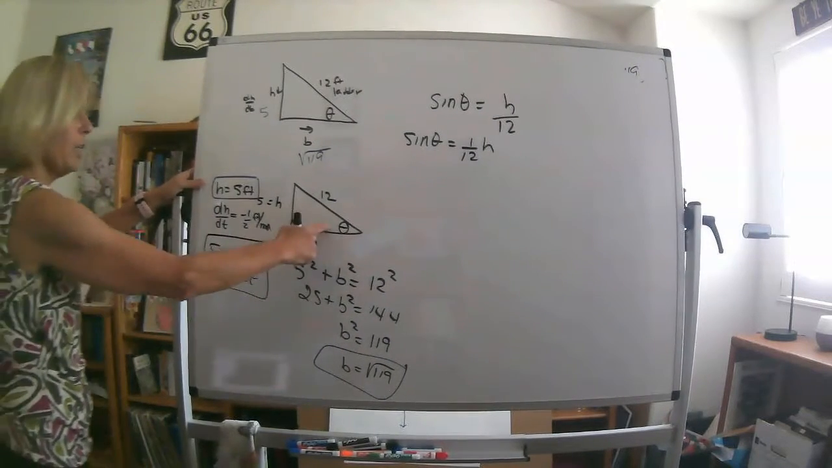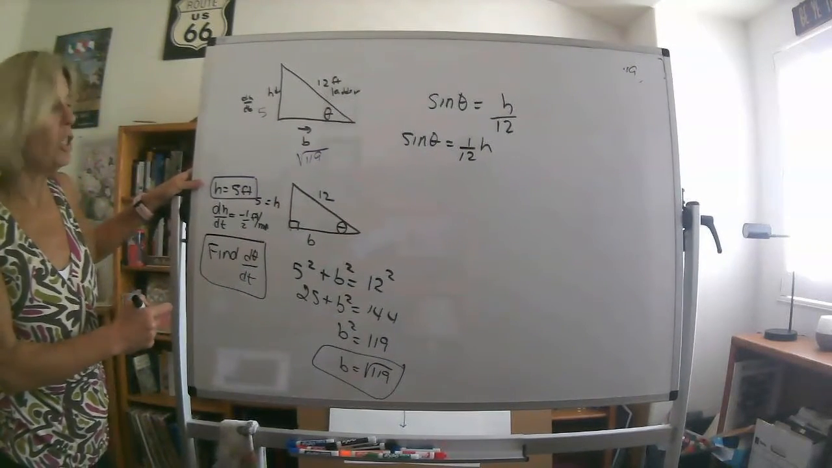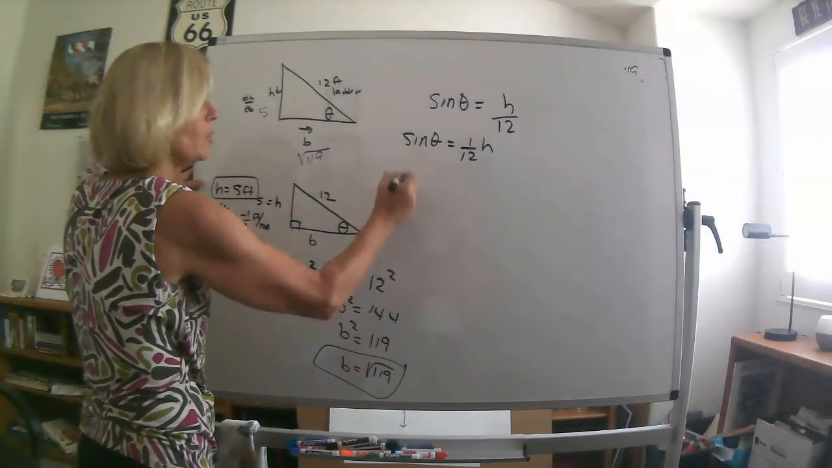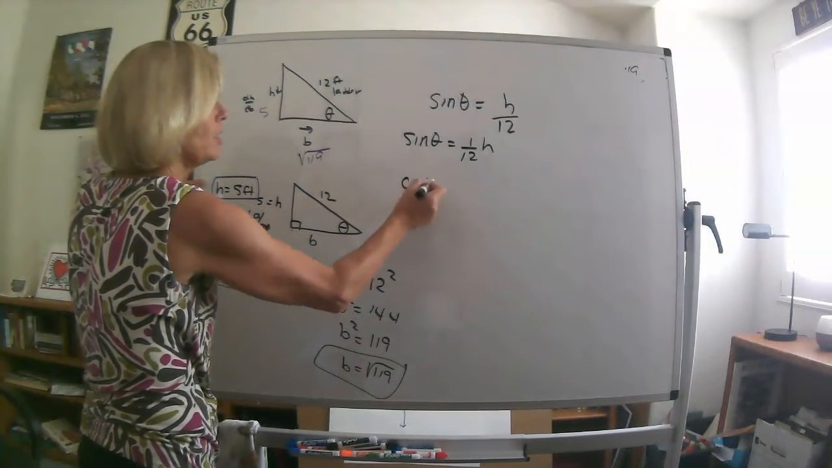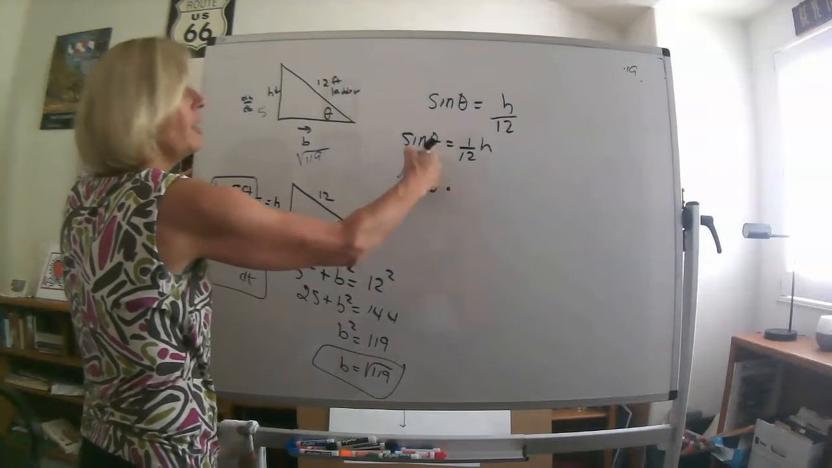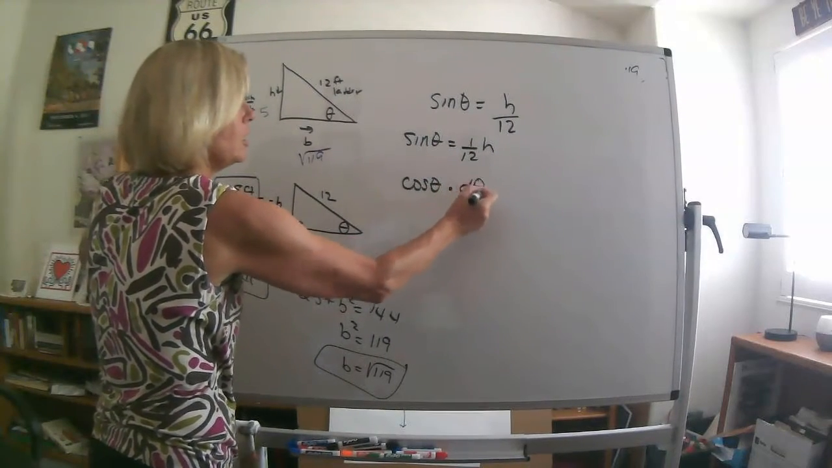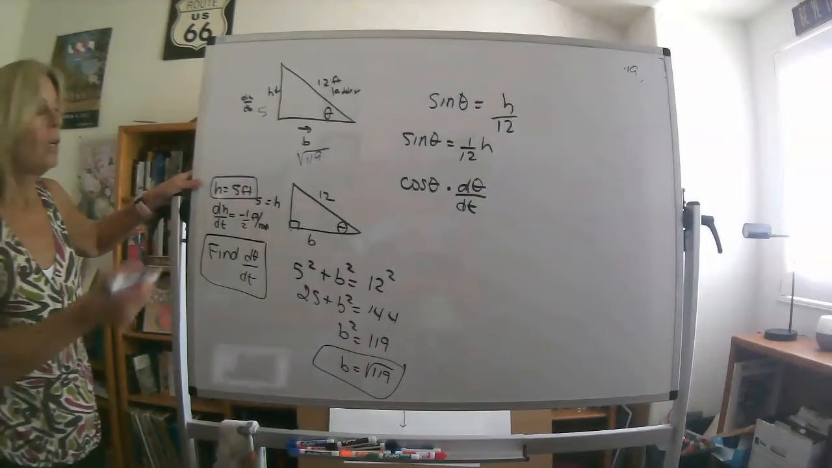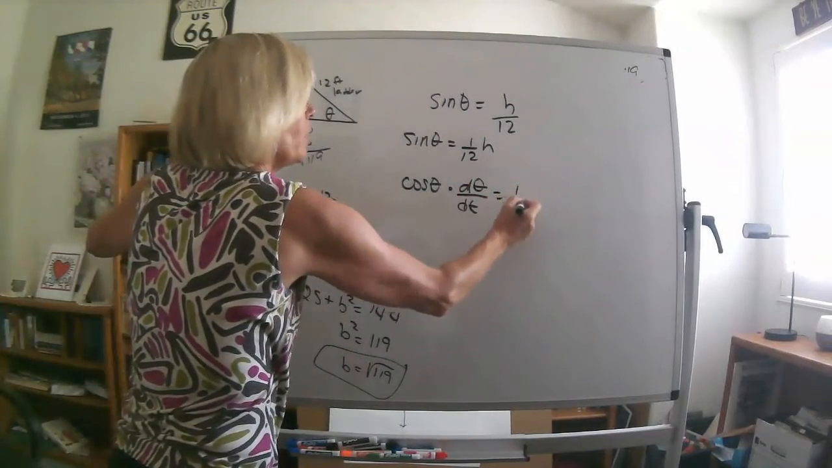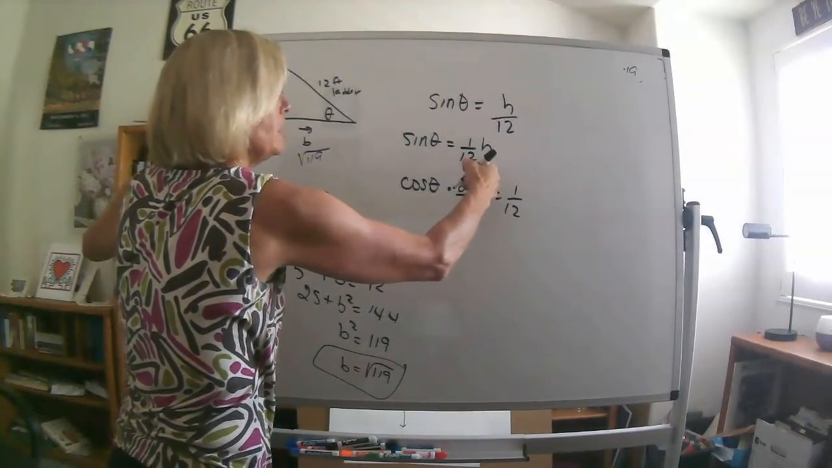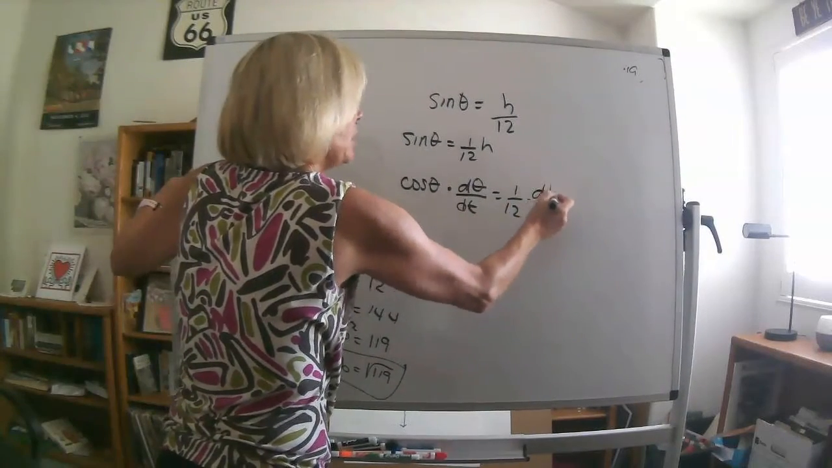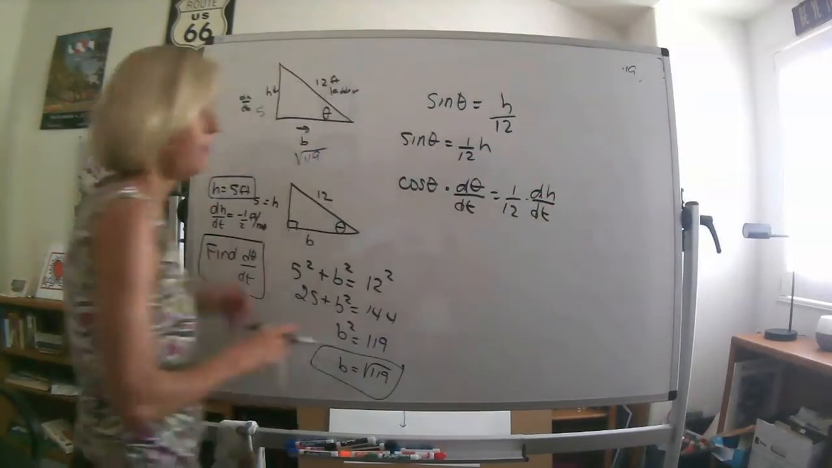What I want to find is how fast this angle is changing, d theta/dt. So now I'm going to take the derivative. The derivative of sine theta is cosine theta. Theta is changing, so d theta/dt equals... The 1/12 is a constant, it stays. The derivative of h is 1, dh/dt.